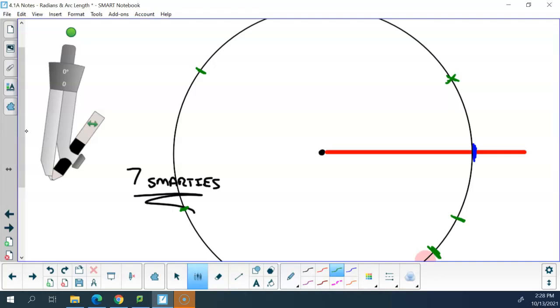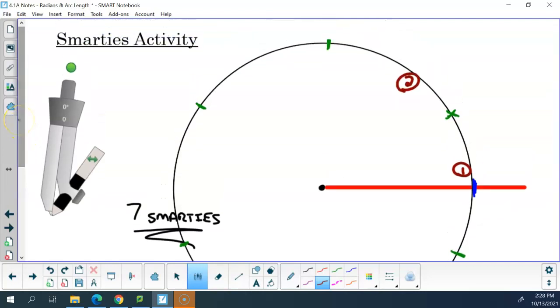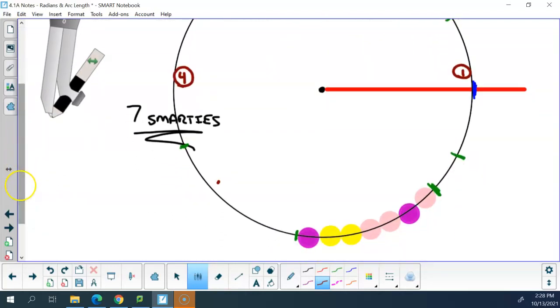Okay? Right? So I ended up with 1 part of 7, 2 parts of 7, 3 parts of 7, 4 parts of 7, 5 parts of 7, a 6th part of 7, and then I got this little chunk in here, right?